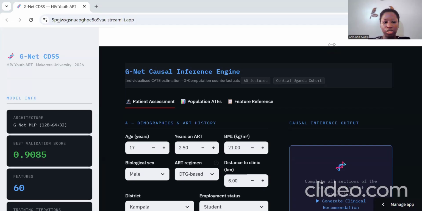So the GNet multi-layer perceptron architecture, that's 128, 64 and 32 neurons, is trained on 20,890 youth from Central Uganda. It has achieved a validation score of 0.985 across the 60 clinical features, which is excellent. And it runs using Streamlit, right? So I'm going to demonstrate how it works.